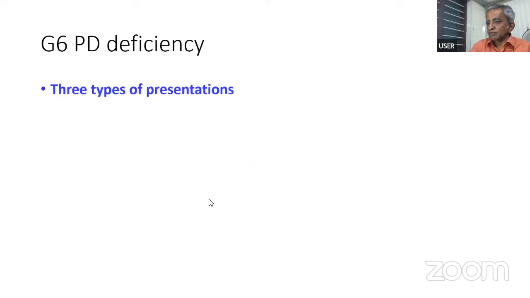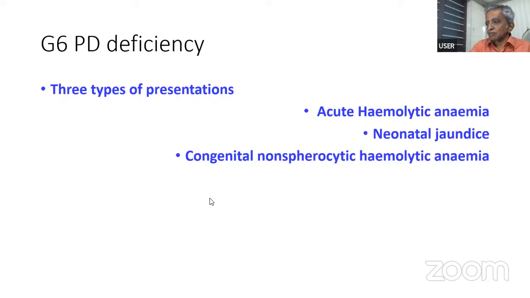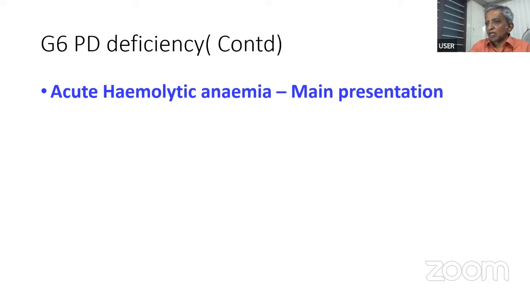G6PD deficiency. There are three types of presentation. Acute hemolytic anemia. Suddenly the patient develops hemolysis. And it can start as neonatal jaundice. And congenital non-spherocytic hemolytic anemia. So these are the three types of presentation. Now, acute hemolytic anemia, this is the most common presentation. For some reason, suddenly the patient who is normal, hemoglobin 14 gram, goes into hemolytic crisis, an acute hemolytic episode.